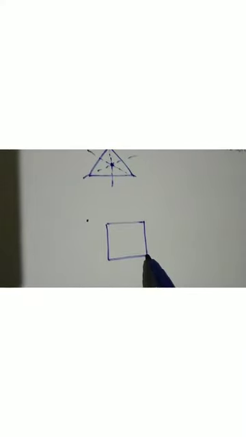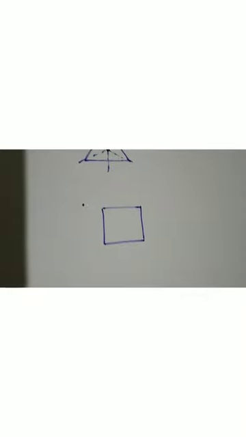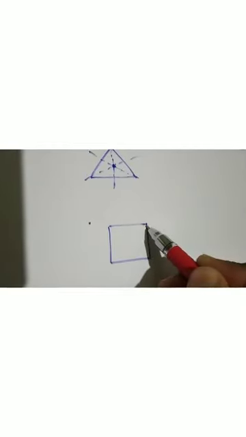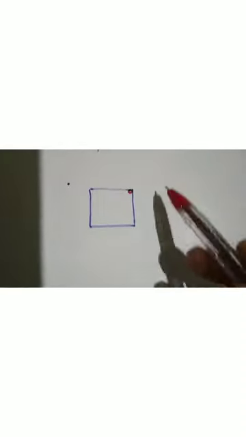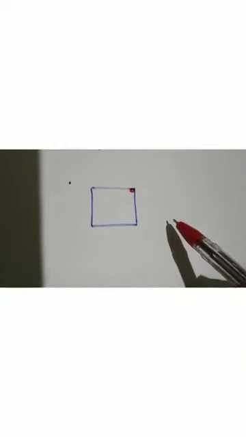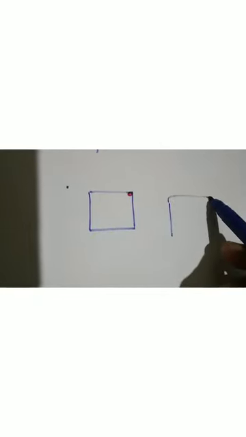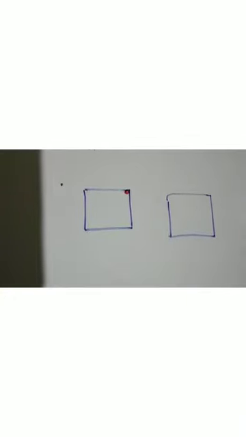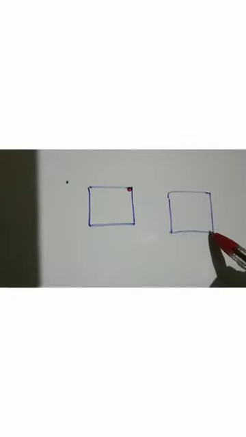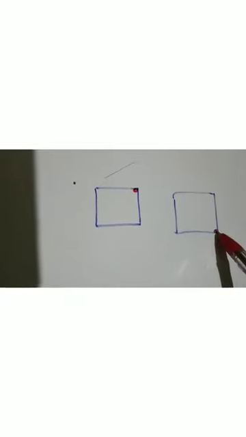For a square, we can mark a point here. Now we can rotate it. First, while rotating, this point will be here. This is the first position. Then after this rotation, the point will be here.